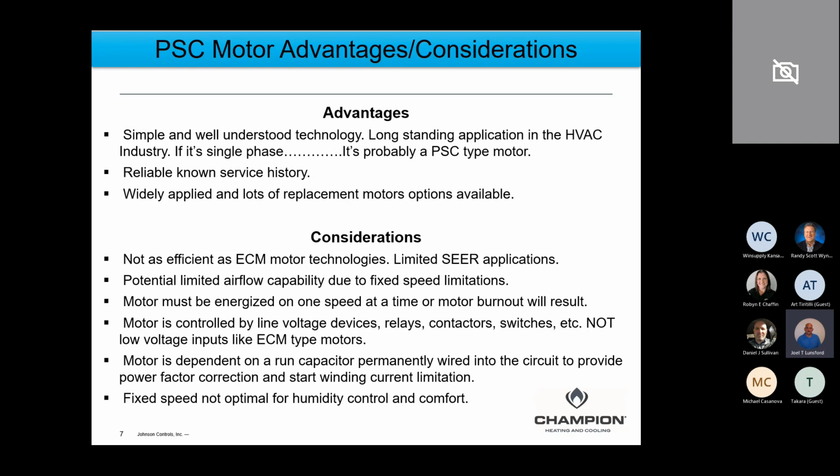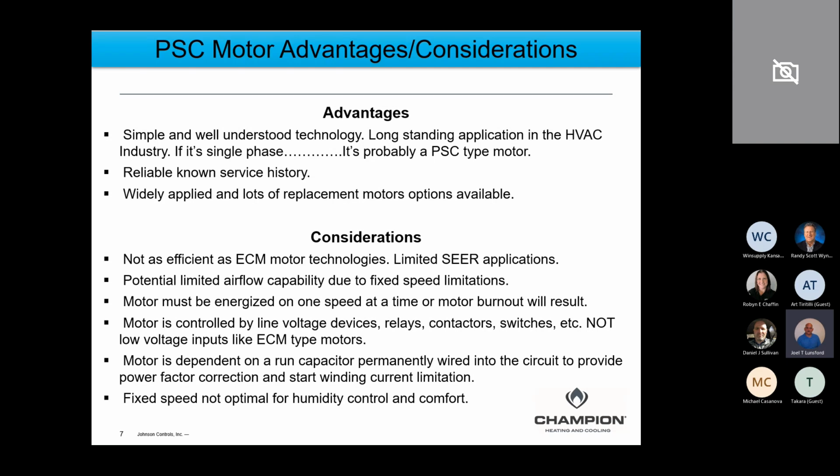On a PSC type of blower, the motor is going to be controlled by some line voltage device. The line voltage device could be a relay, it could be a contactor, it could be a line voltage switch, and so on. Not low voltage inputs like an ECM type of blower motor. One of the really neat things about an ECM type of blower is it typically uses 24 volt low voltage inputs. So your PSC blowers are going to have line voltage making and breaking different winding connections.